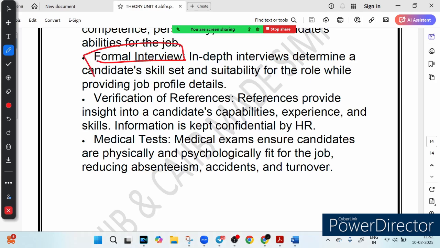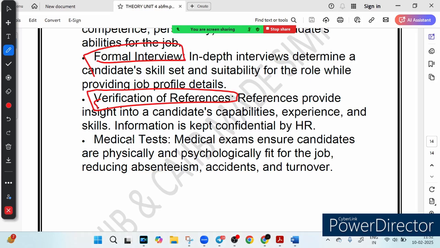This is where the real conversation happens. Candidates are asked in-depth questions to understand their skills, problem-solving ability and whether they are the right fit for the job. At the same time, they learn more about the job role. And finally, we have reference verification or reference check. The company contacts people the candidate has worked with before to confirm their skill, experience and work ethics.